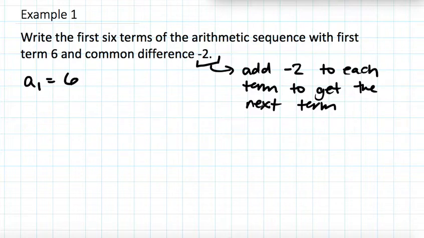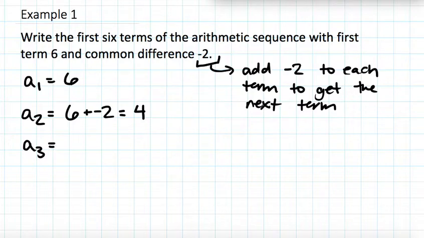So if my first term is 6, for my second term I'm going to take my previous term of 6 and add -2, or you can think of it as subtracting 2. Either way, I'm going to get 4. So A2 is equal to 4. Now to get the next term, it's going to be the previous term of 4 plus -2. So I'm always taking the previous term and adding the common difference to it.